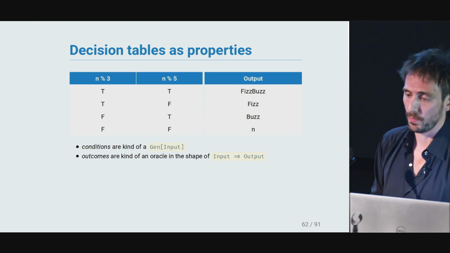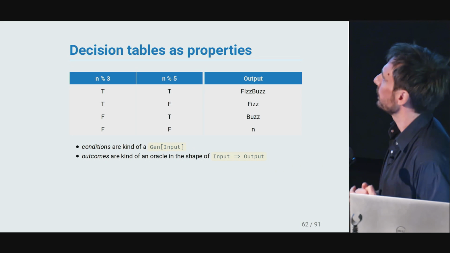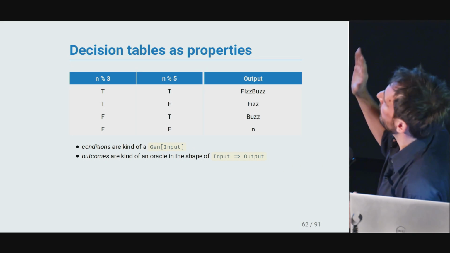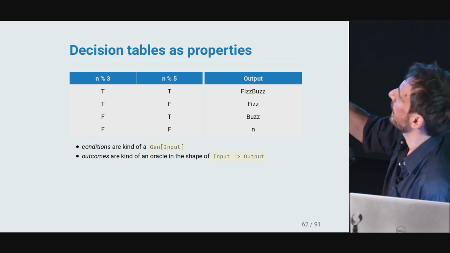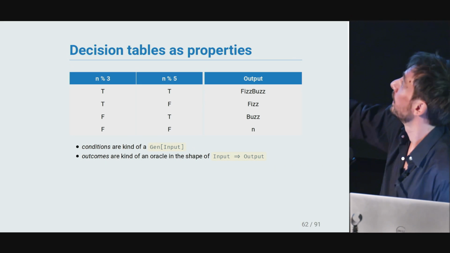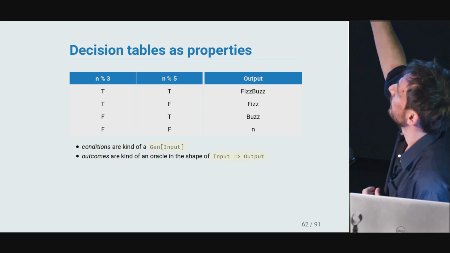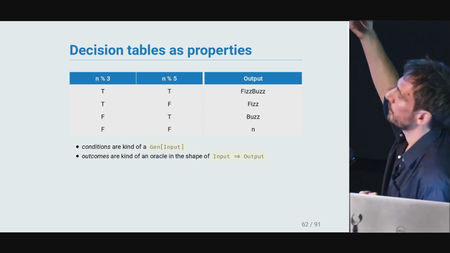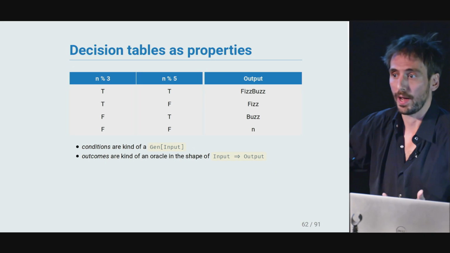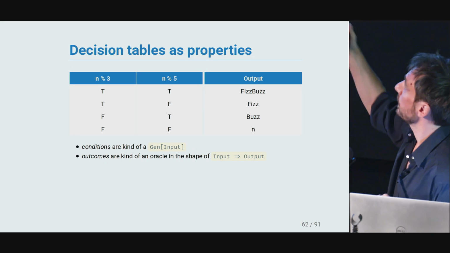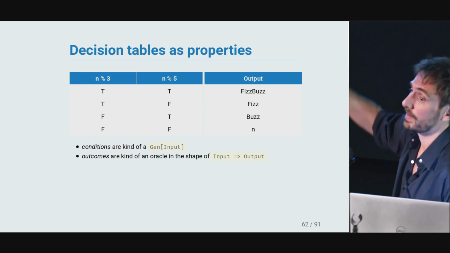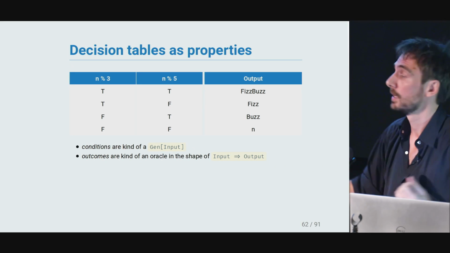This is the decision table we wrote for FizzBuzz. And if you look at it in a certain way, the two leftmost columns kind of look like a generator of your input type. So for example, the first line is telling me any number that is both divisible by 3 and 5. I could definitely write a generator for that. Or any number that is neither divisible by 3 or 5. I could definitely write a generator for that.